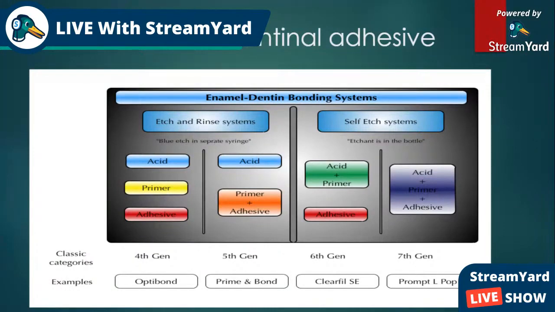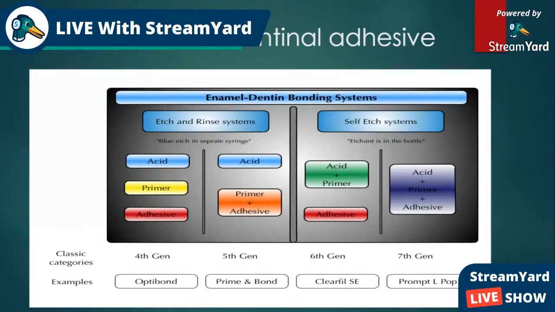So for the etch and rinse system, both the fourth and fifth generation use that syringe, that blue stuff that comes in a gel form. It's 37% phosphoric acid that we apply to the surface for etching. But in the fourth generation, we use the primer separately and then we apply the adhesive. But in the fifth generation, which is the most common generation that we're using in our hospital setup or clinical setup, it comes in a single bottle that we apply with the brush onto the surface.